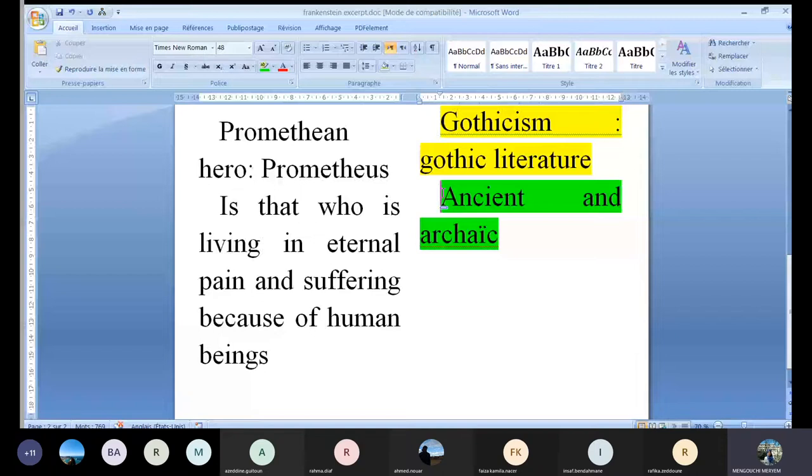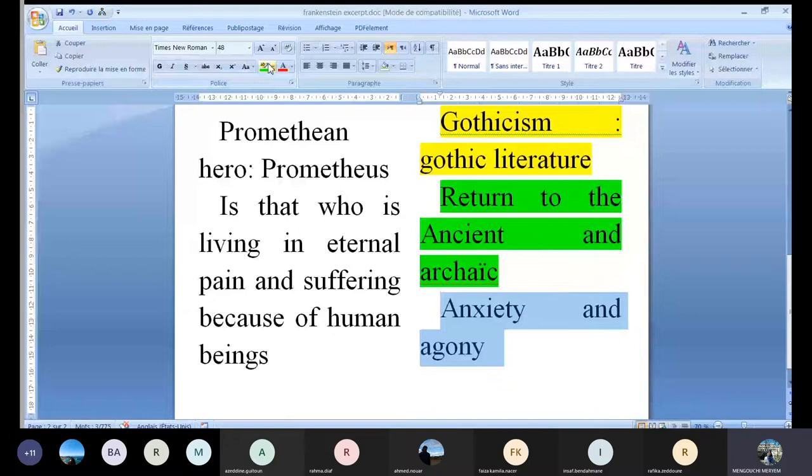All right. One more thing we also know about Victor is that he lived in total agony and anxiety for a long time until he died. As we said, he is the Promethean hero. So the fact that we're speaking of anxiety and agony, we're also speaking of one of the basic aspects of Gothicism here, okay? So notice that you can extract the basic aspects of a literary movement from the literary text. You can take any literary text and extract the aspects of the movement from it.